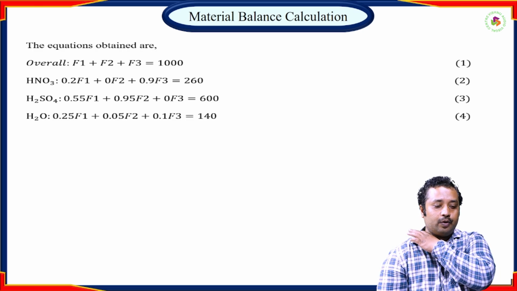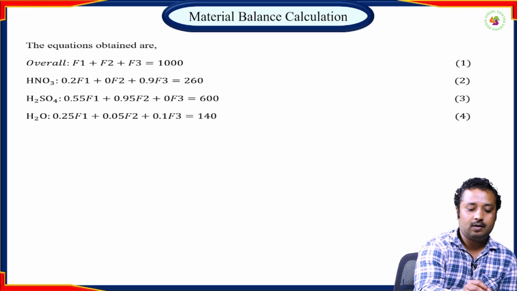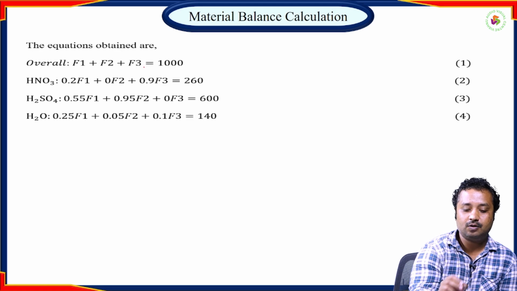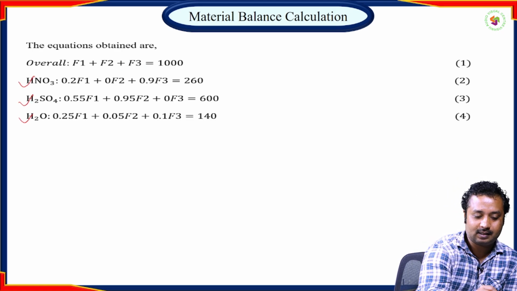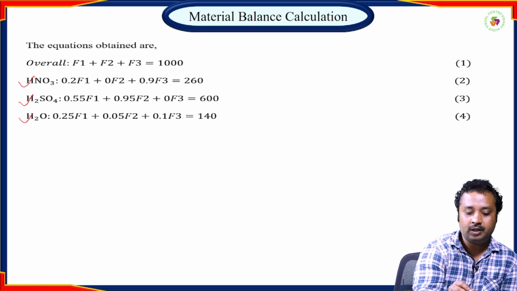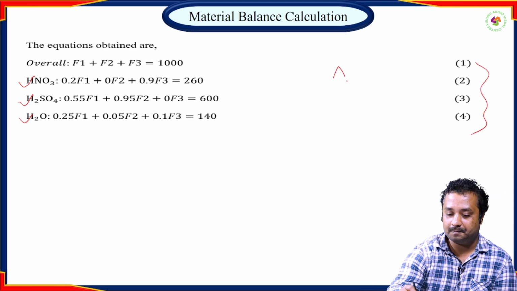So what is the equation we got? First, the overall material balance, where F1 plus F2 plus F3 is equal to 1000. Then we go for the three component balances. In each component balance we get one equation. So in total we got 4 equations.